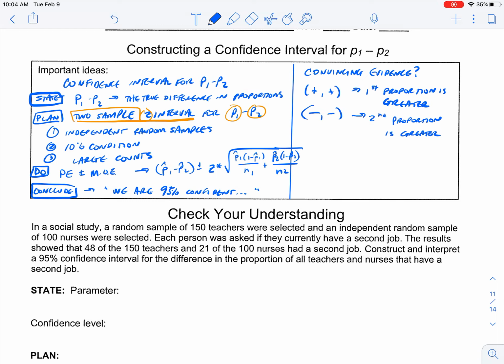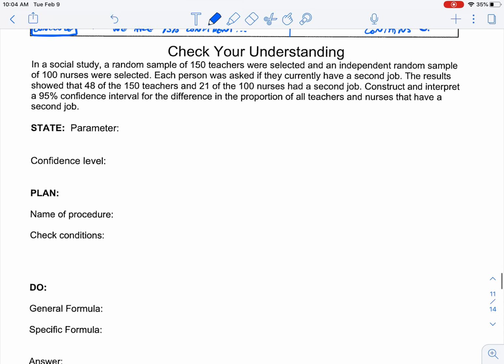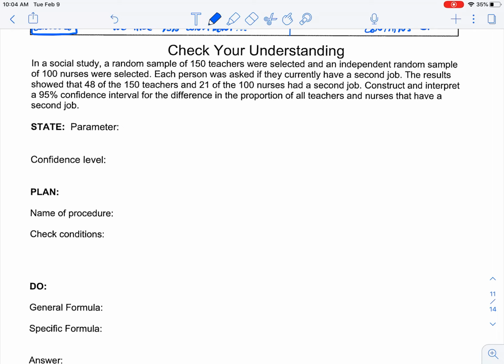But if we have a positive and a negative, actually it would be a negative, positive, right? Because we're going to list it in order. So negative, positive. We have no convincing evidence of a difference. And the reason is because it contains 0. So it's in this interval that contains 0, so therefore we don't have convincing evidence of a difference because it could be 0. Let's do an example, and I think you'll see how this all comes together.